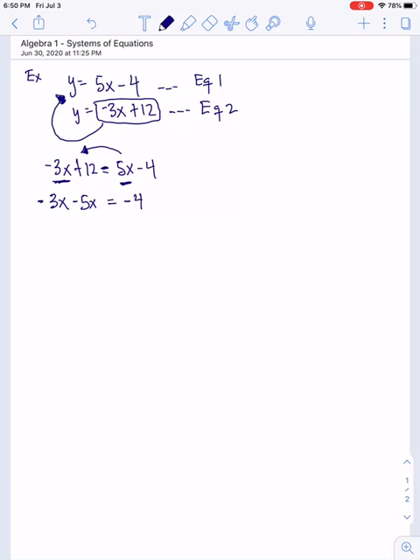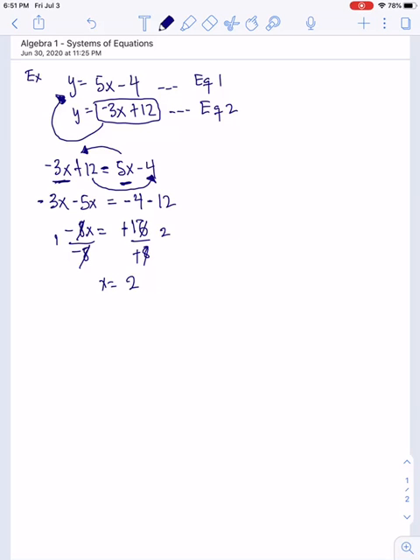And same thing for this one. This is a positive 12. When it crosses over to the other side of the equation, it's going to be the opposite charge, which will be a negative 12. Negative 3x minus 5x will be negative 8x equals negative 4 minus 12, which will be negative 16. Now to solve for x, we can divide both sides of the equation by negative 8. Negative 8 cancels negative 8, you get 1. The negative sign cancels the negative sign, and 8 goes into 16 twice. So our x will be 2.